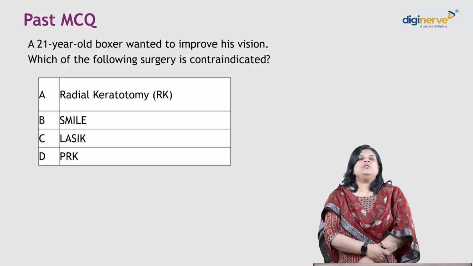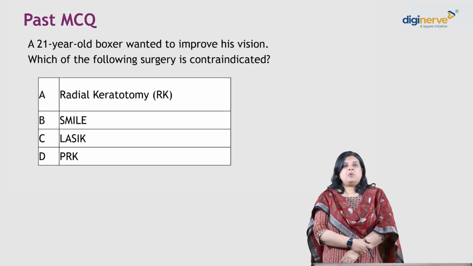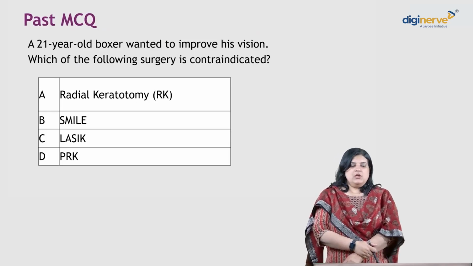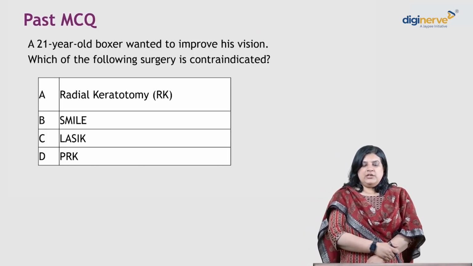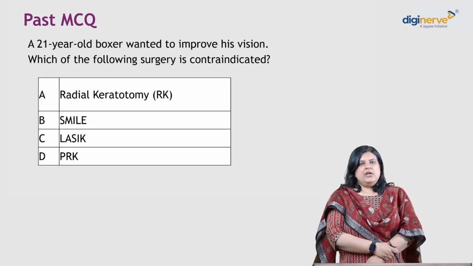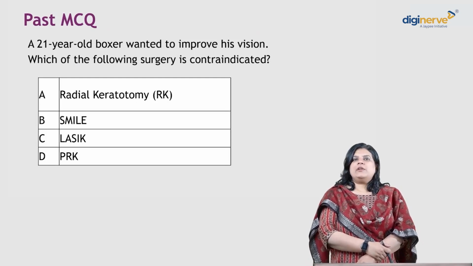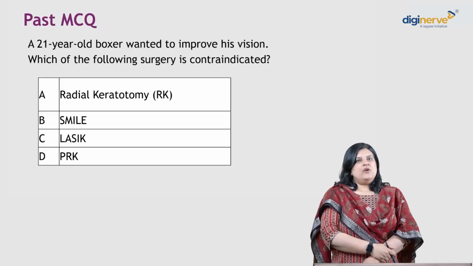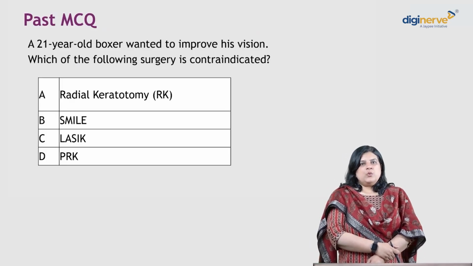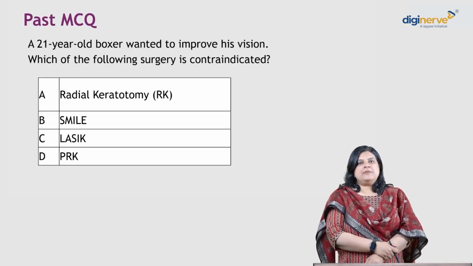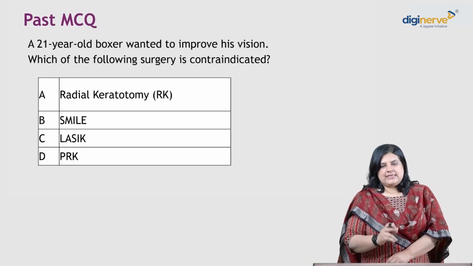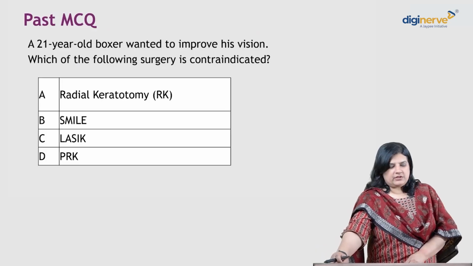The next question looks at a 21-year-old boxer who wanted to improve his vision. Which of the following surgery is contraindicated for him? Now, usually patients who are in sports, they don't want to wear spectacles or contact lenses because of obvious reasons. So, which refractive surgery is the correct choice for them is something that needs to be seen. Now, radial keratotomy, SMILE, LASIK and PRK are the options that were given.